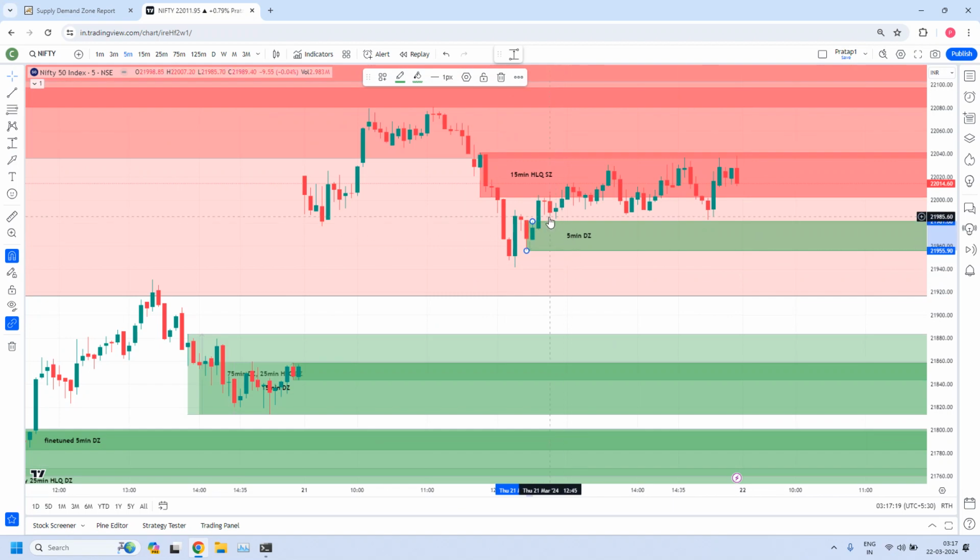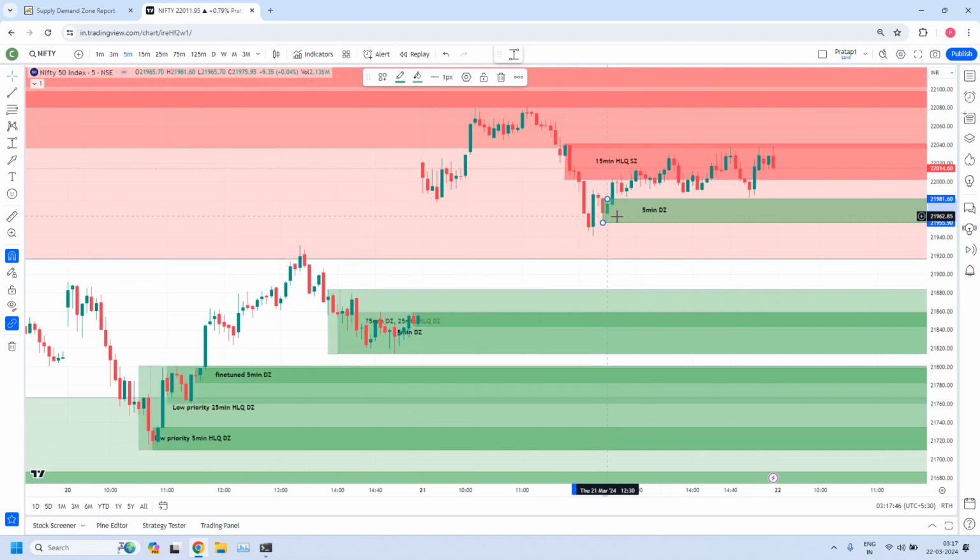Why am I drawing? Because today it held the prices. It did not let the prices go below. That means a lot of order flow institutions added today in this zone. Because we are in the supply, and moreover this entire thing is a 15 minutes high liquidity supply zone, definitely a lot of order flow is added by the institutions. Still this demand zone held. It means a strong order flow this 5 minutes demand zone is having. How strong, we don't know.